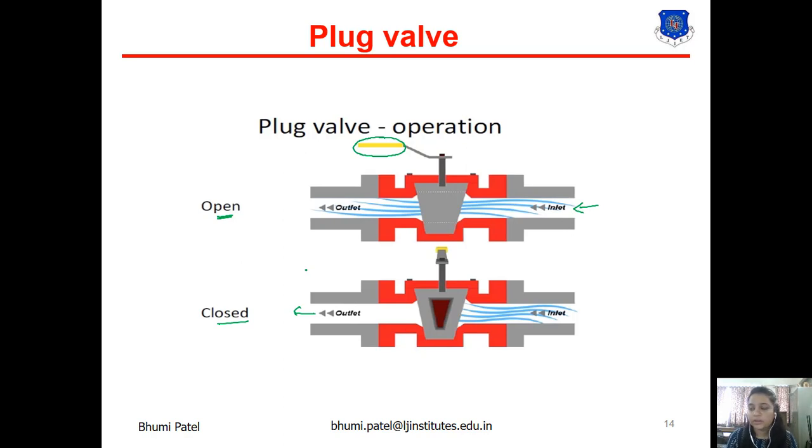Now here the plug valve basic construction is given. Generally the plug valve works at a basic pressure of 50 to 500 psi. Okay, and the plug valve basically works to the standard API 599 or API 6D. These are the standards of the plug valve.